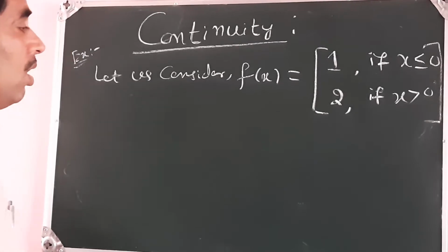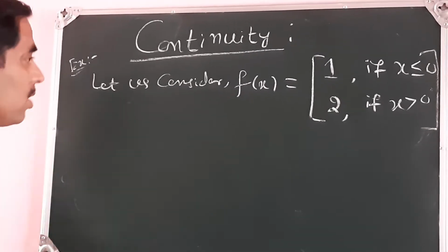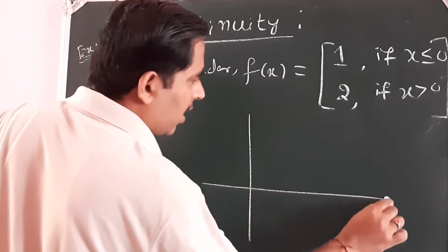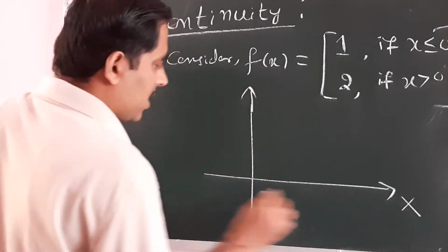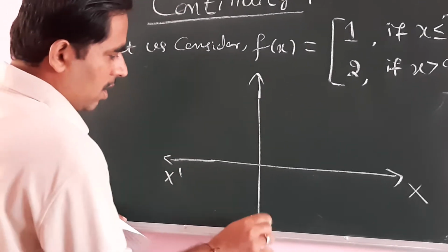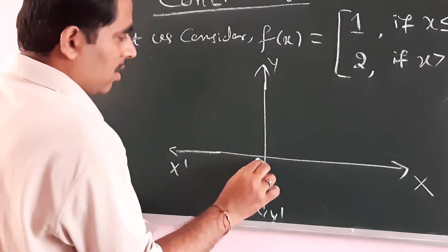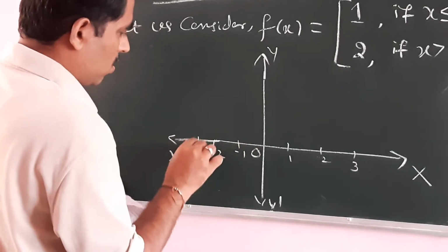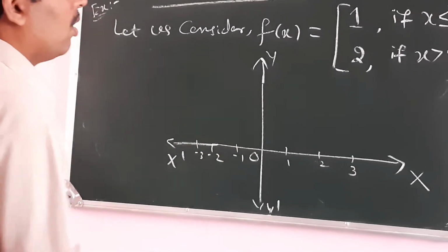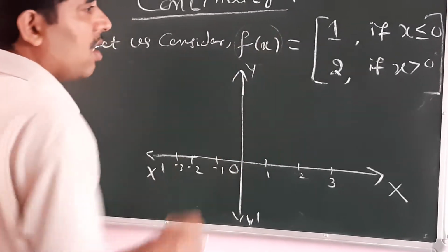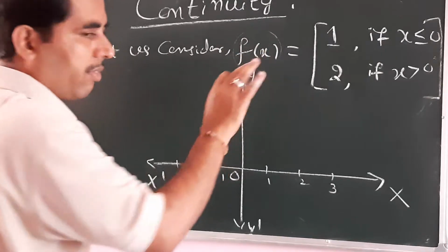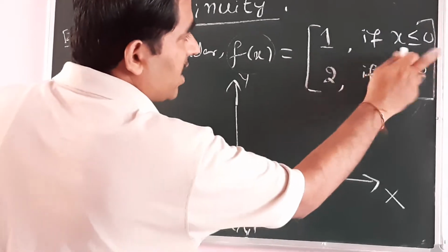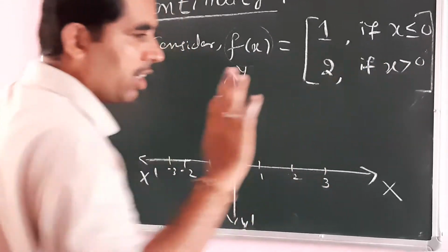Let us draw the graph here. Let us consider the Cartesian plane. I will consider this x-axis and this y-axis, and give some values here: -1, -2, -3, you can go on giving the values. f of x means y. So the value of y is 1 when x is less than or equal to 0, and the value of y is 2 when x is greater than 0. This is very important.